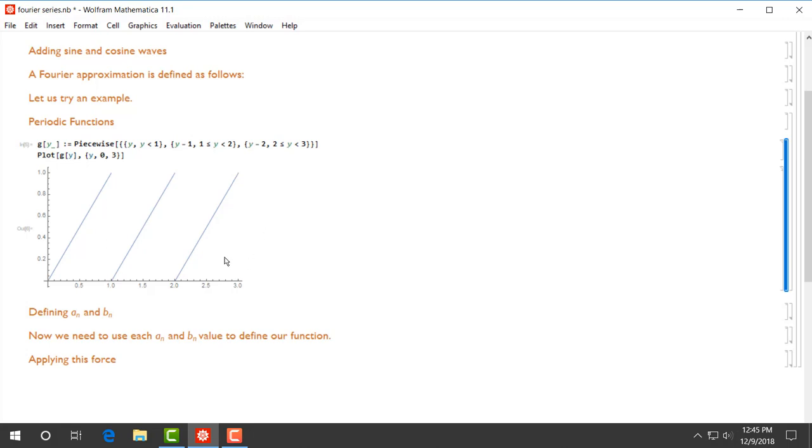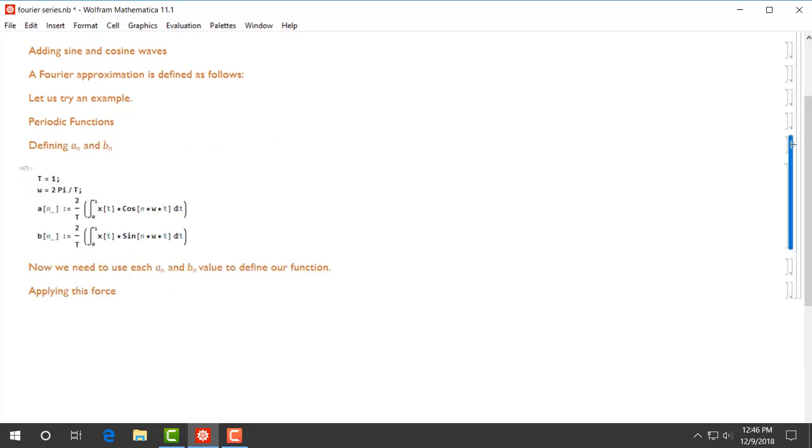Now the problem with this function is that at 1 second the value is both 1 and 0. Same at 2 seconds. So every second we have this jump in values where we can't take the derivative and we can't use it in scenarios that we would want to use it in. So let's define a Fourier series that approximates this function.